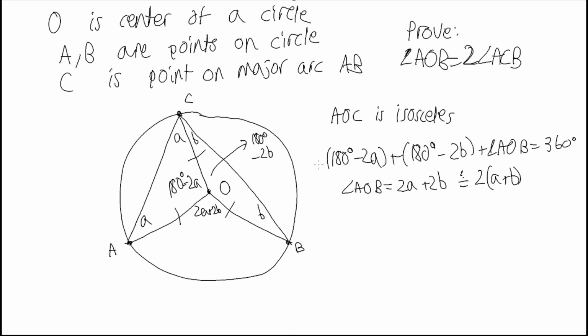Because we're assuming the fact that O lies inside the triangle ABC, because that way we can do things with these isosceles triangles and we have A plus B. But what if O lies outside? For example, C can lie here, and then we have something weird going on. Well, it turns out that the theorem still holds in this case, and I'm going to leave it to you to prove it.